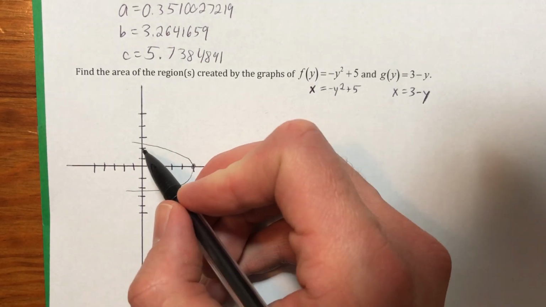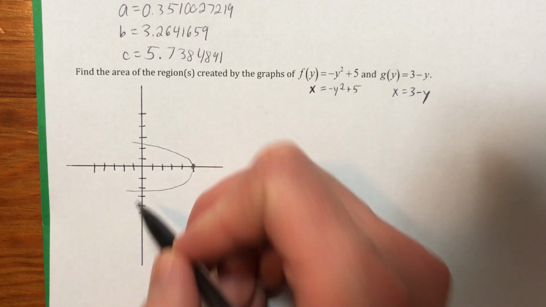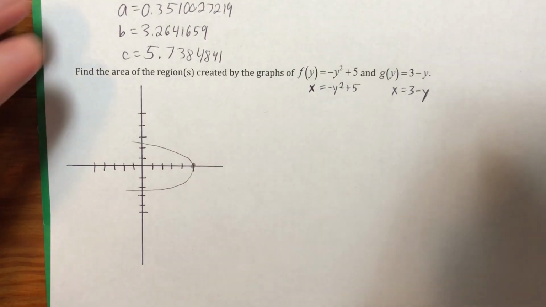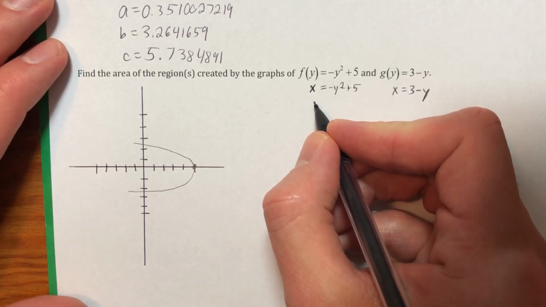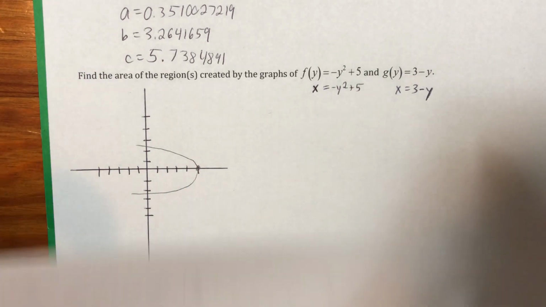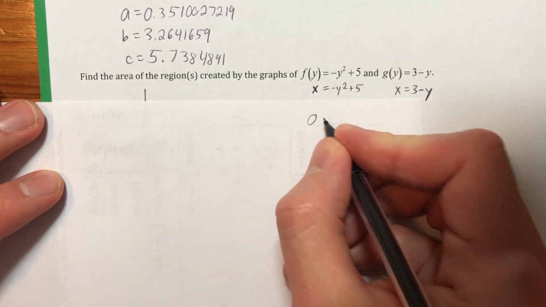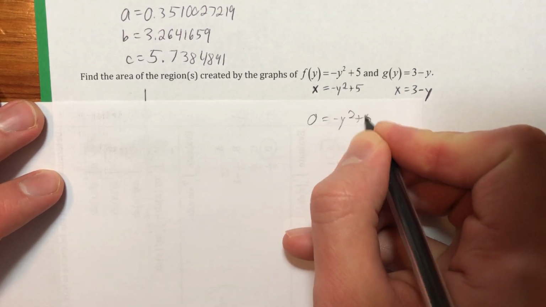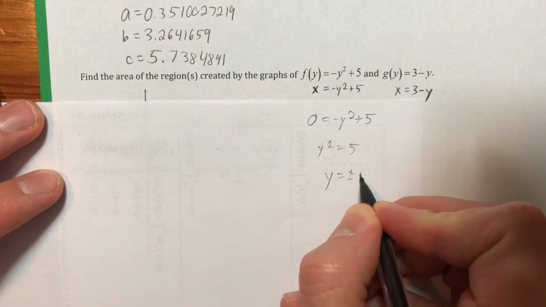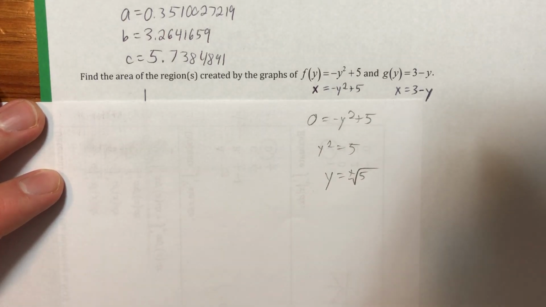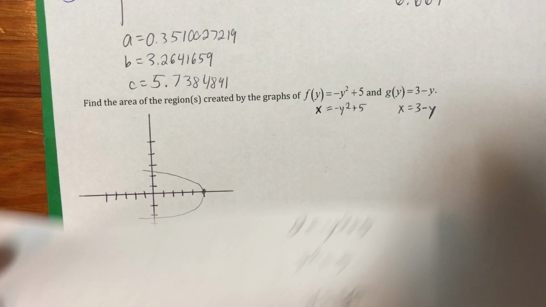It actually crosses between 2 and 3 on the y-axis. And the reason why, in case you care: on the y-axis, x would be 0. So 0 equals negative y squared plus 5. And we would move that over, and we would take the square root. Square root of 5 is 2.2 something.